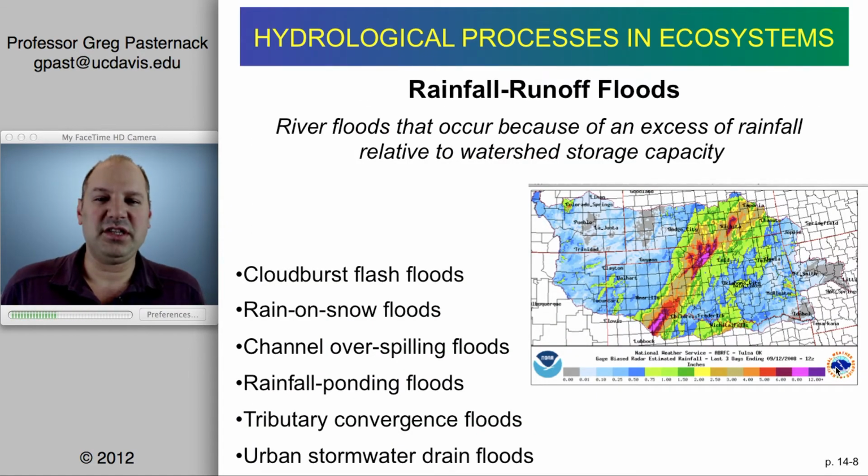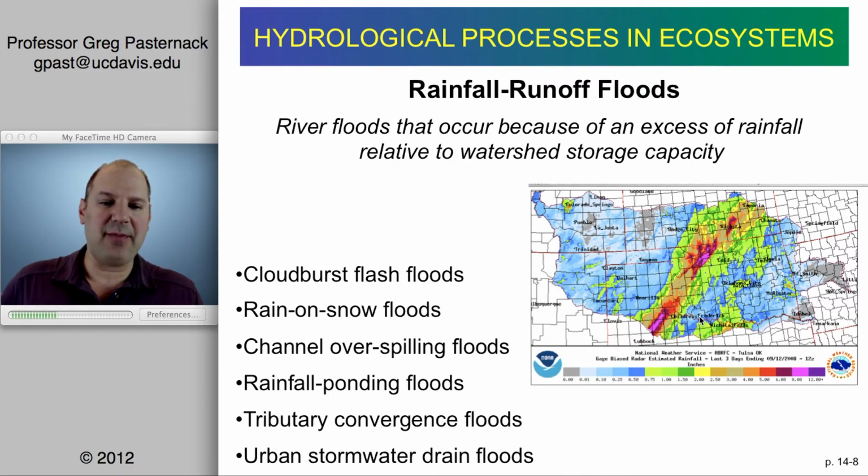And that all falls into this category of rainfall runoff floods. And what I've done is I've come up with my own little classification of different kinds of floods. This isn't something you'll find in the literature, but it's something that I've made up that helps me think about the different kinds of events and their hydrological context. So a river flood is something that's going to occur because of an excess of rainfall relative to watershed storage capacity.